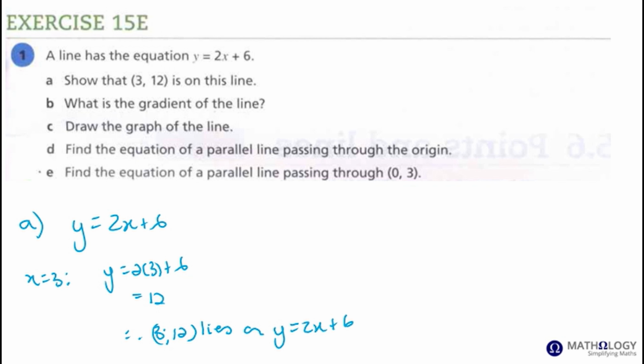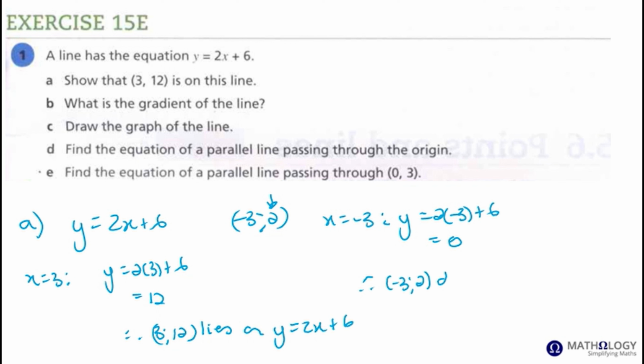It's not part of the question, but let's just substitute any other point. Let's put (-3, 2). Let's see if (-3, 2) lies on the line. So if x equals minus 3, then y equals 2 times minus 3 plus 6, minus 6 plus 6 equals 0. Now, because 0 is not 2, we will say, therefore, (-3, 2) does not lie on y equals 2x plus 6.